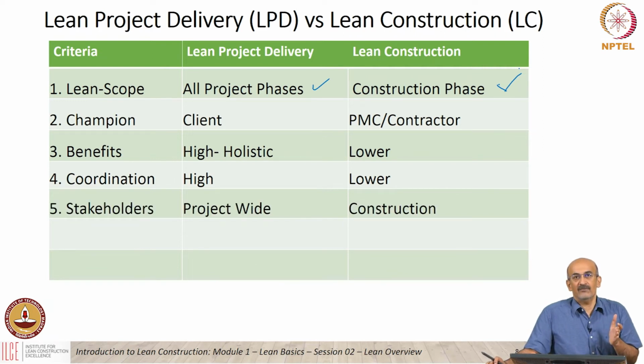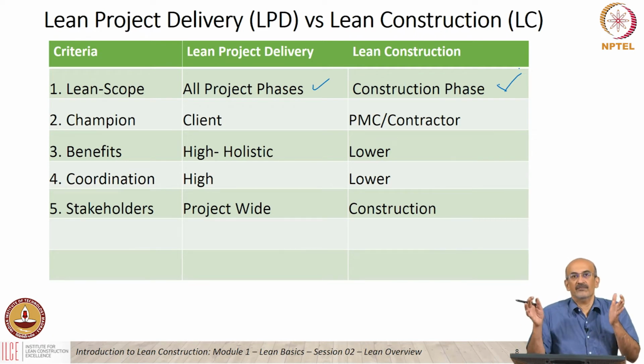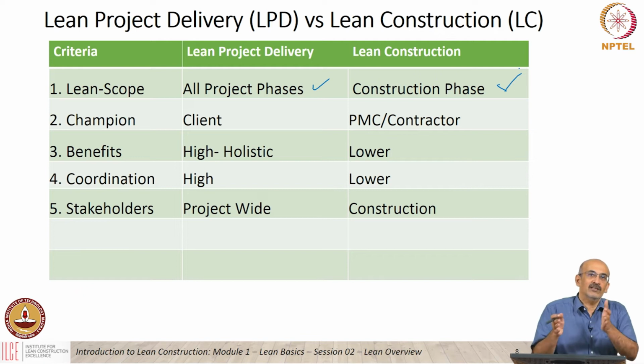Stakeholders are project-wide for lean project delivery. For lean construction, it is mostly fixed to the construction project stakeholders in the construction phase, but that also, as we know, is a large number of stakeholders. So you can see the challenge of going to lean project delivery is really much more.